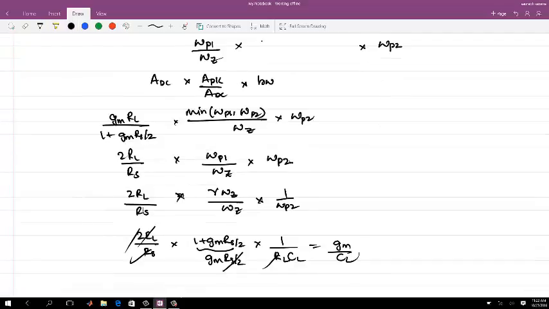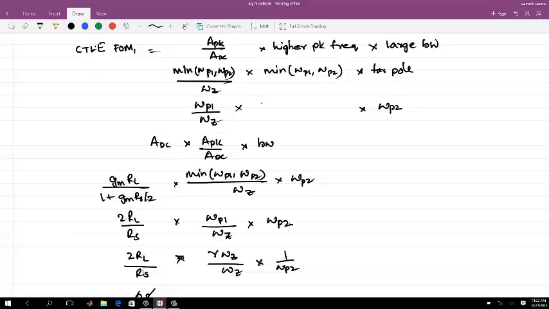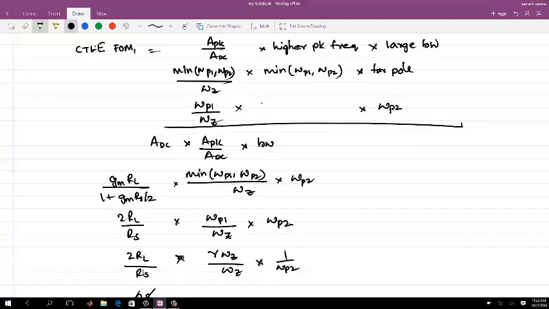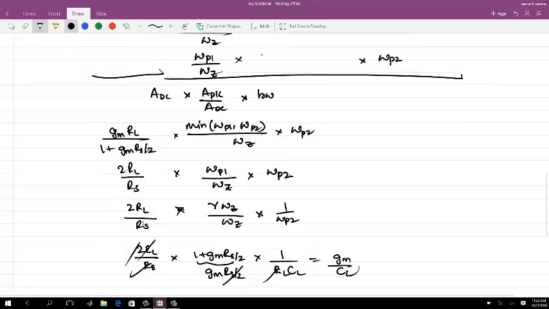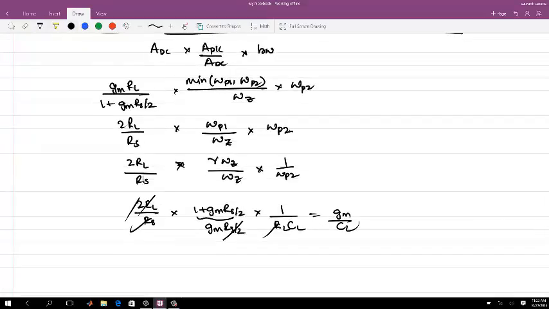In this case, the metric we started with was considering the omega peak frequency itself. But what we actually require is larger channel loss compensation, that is A peak by A DC, larger swing, that is larger A DC, and a larger bandwidth, which means larger omega. Larger bandwidth means the far off pole should be much farther away. So let's not consider this one, consider this part: A DC into A peak by A DC into bandwidth.